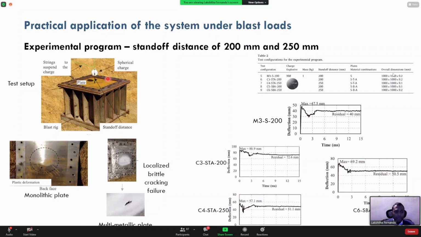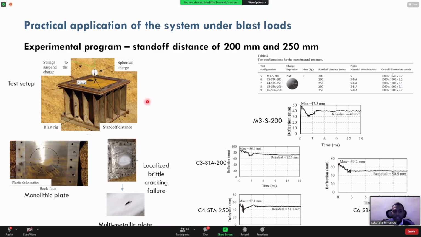We also tested it with the blast source slightly away, about 250 millimeters away from the plate, and this way of course the damage is much less. But what was interesting about this experimental setup was that we were able to get real-time deflection histories.